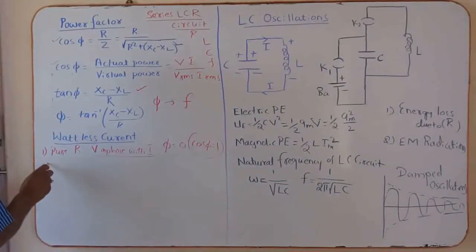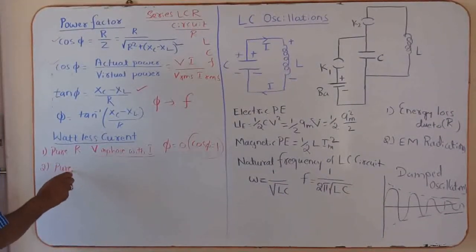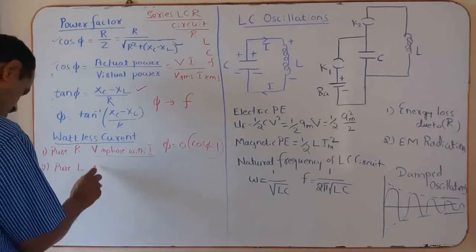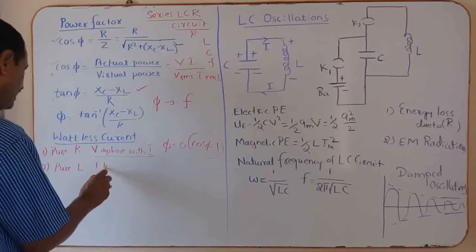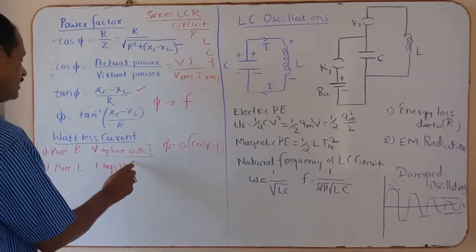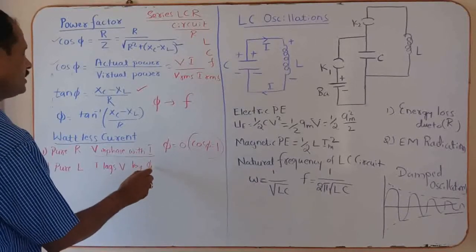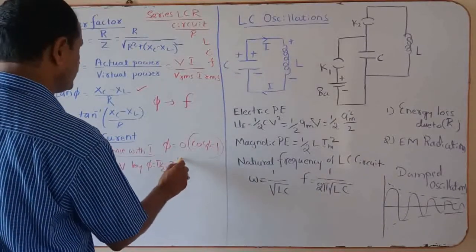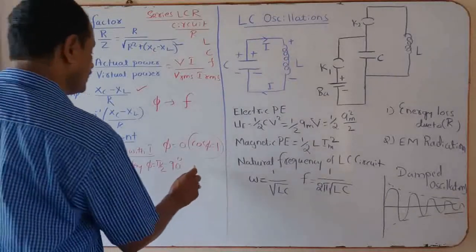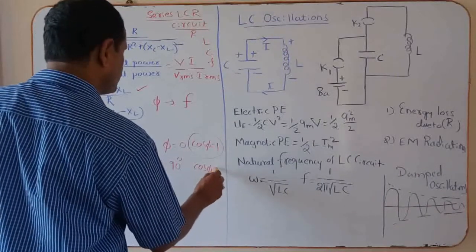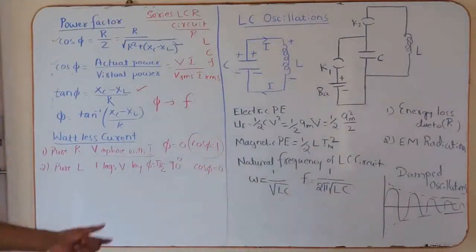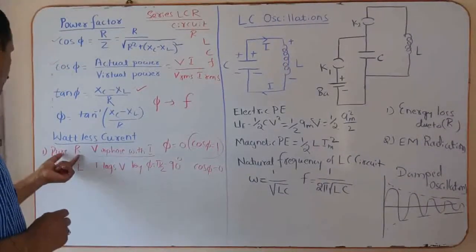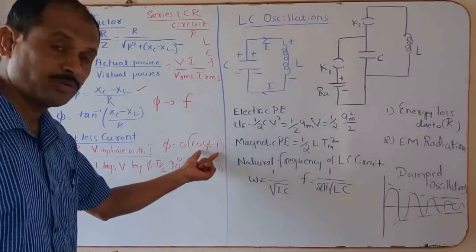Second point: the pure inductor coil. For the pure inductor coil, I lags V by phi equal to pi by 2, that is 90 degrees. If it is 90 degrees, the power factor is equal to 0. Power factor for a pure inductor coil is equal to 0. For the pure resistive circuit, cos phi is equal to 1.